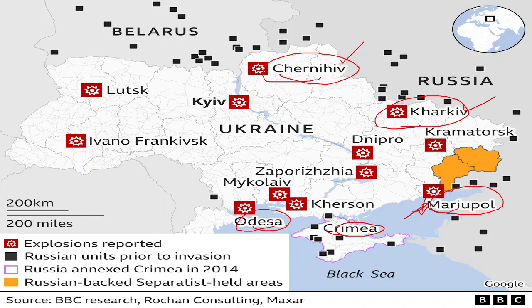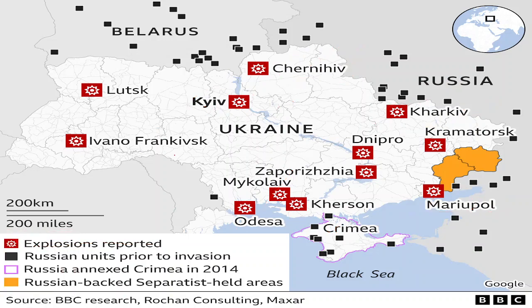Then you can see Kiev as well. So these are the important cities: Kharkiv, Mariupol, the southern city; Odessa, the southern city; and Chernihiv. These are where explosions were reported. You can see here is the explosion reported. There are huge explosions already going on, and everybody is aware of the fact.